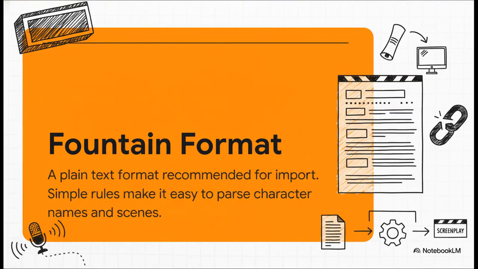Now, if you are going to import a script, there's a key format to use. It's called Fountain. And the reason is simple. It's just plain text with super simple, unbreakable rules. Character names are always in all caps. Scene headings always start with INT or EXT. This makes it incredibly easy for the system to understand exactly what's what, unlike, say, a PDF, where formatting can get messy and confuse the parser.